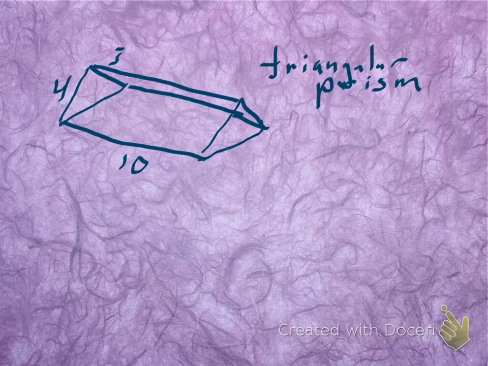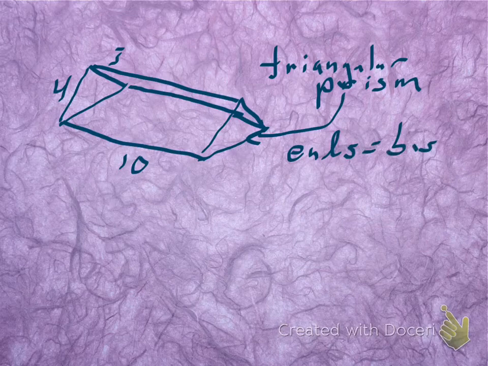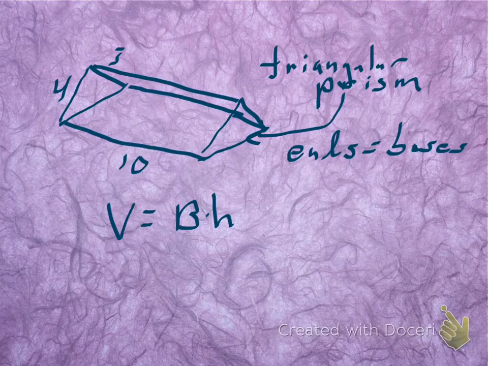Alright, this is a triangular prism, and again, remember, it's the ends that are really the bases. Okay? So the ends, in this case, are triangles. Alright, so let's use that formula. And actually, I think what you're going to find is that since it's 3 dimensions, volume might be more complicated. It's not. It's actually easier than doing surface area.